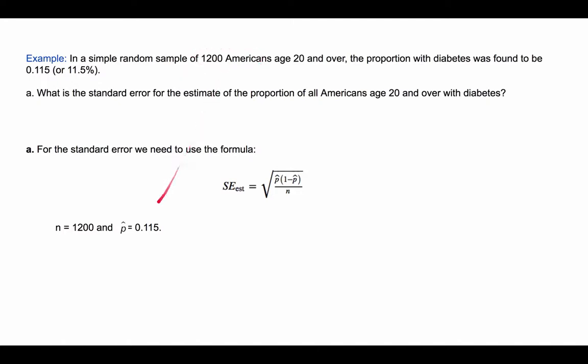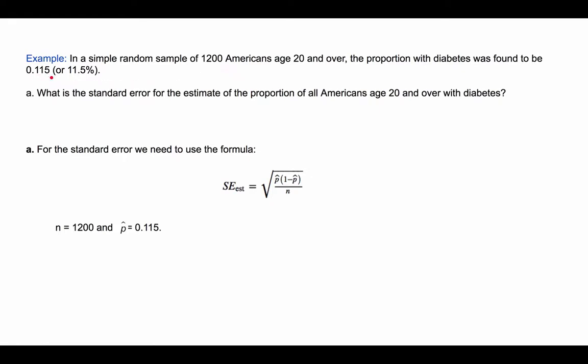And then p hat is the proportion who have some quality. And it's the proportion that comes from the sample, not the proportion that comes from the whole entire population. So p would be, like if we just did p without p hat, p would be the proportion of Americans in the US who have diabetes. p hat is the proportion we get from looking at just these 1,200 Americans who are in the sample. So we get some number out of 1,200 and we use that to calculate 0.115.